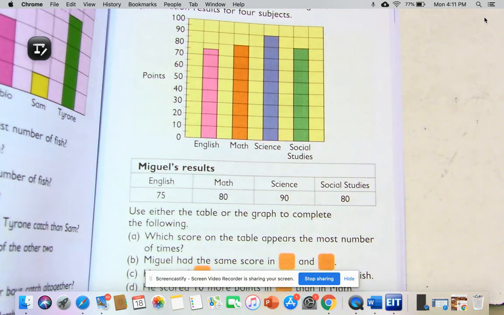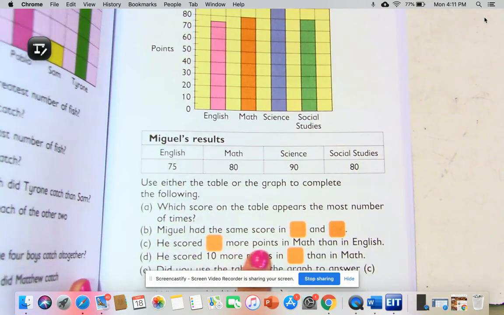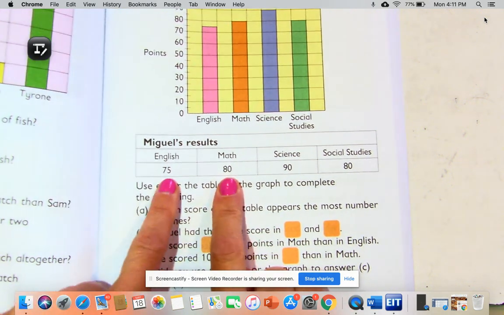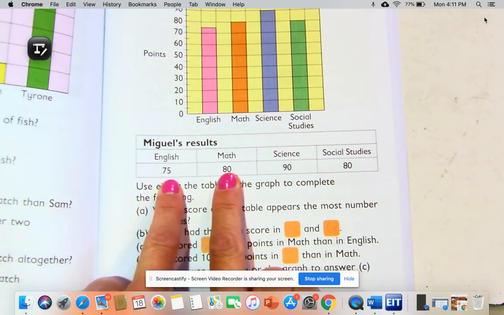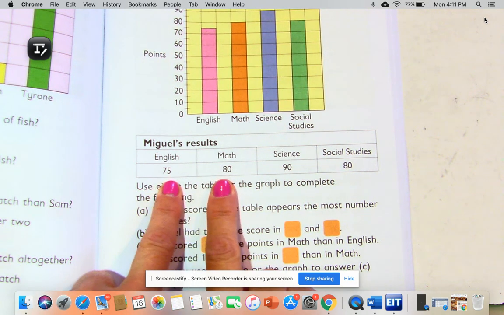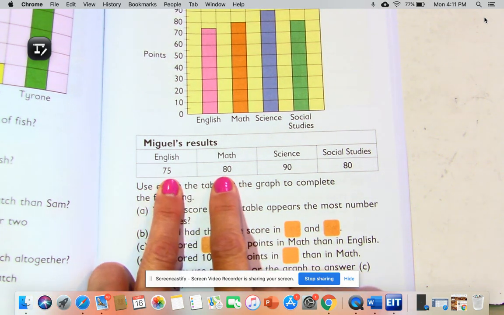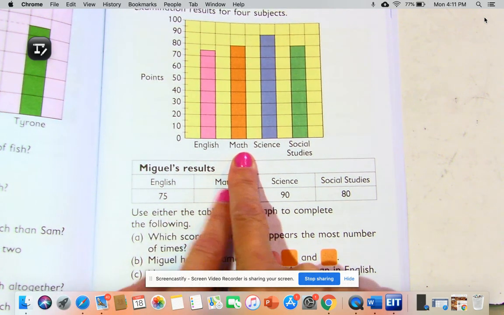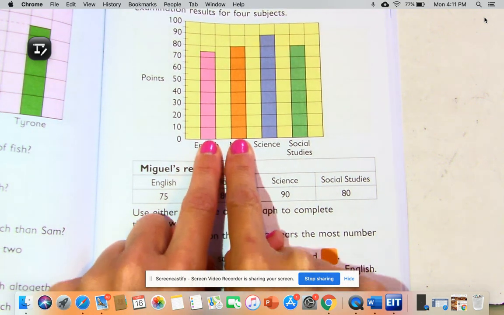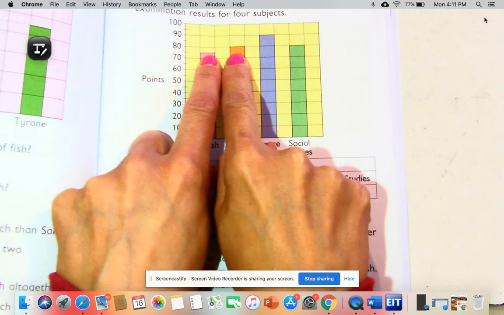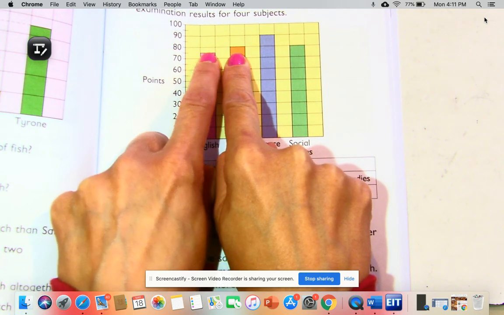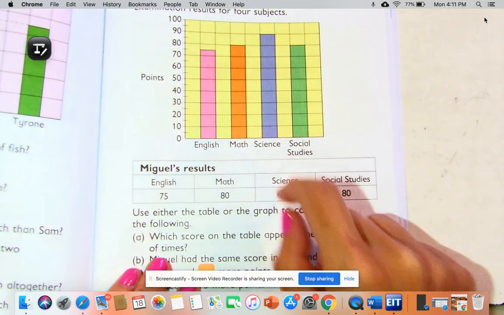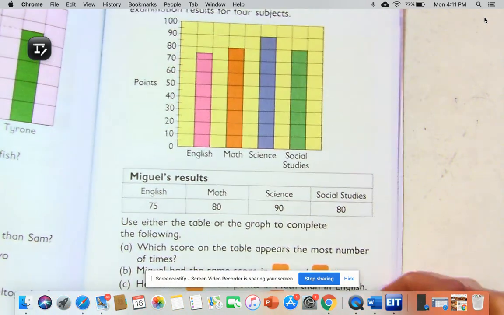height. All right. He scored blank more points in math than in English. So math, English, we can subtract 80 minus 75 would be 5. Or we could also, so we could look at the table here, or we could look at the graph. So here's math and English, and we could see here that they're kind of the same. Oh, and then here is where they stop, 75, and then math is up to 80. So there's 5 more points he scored in math.